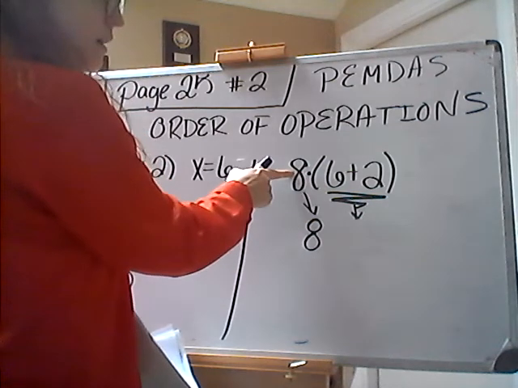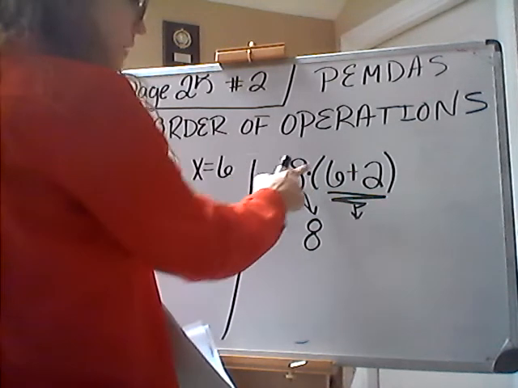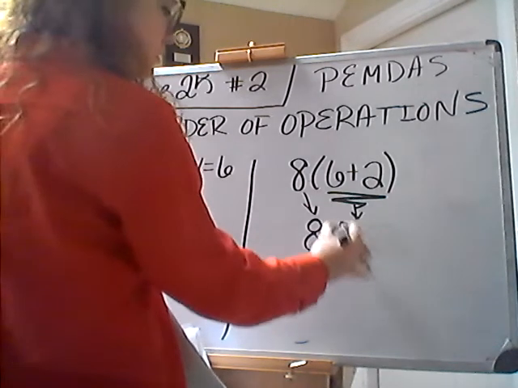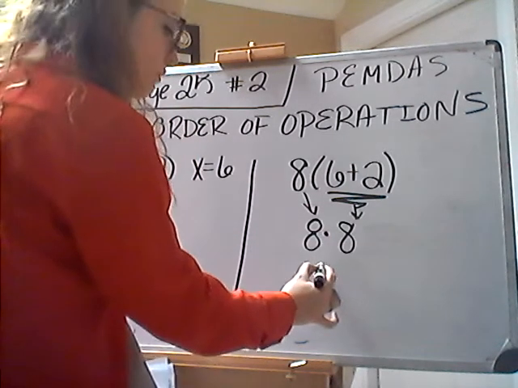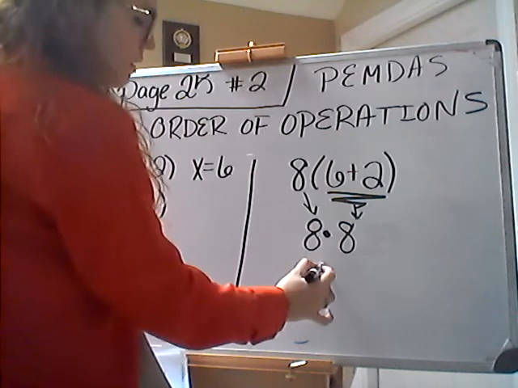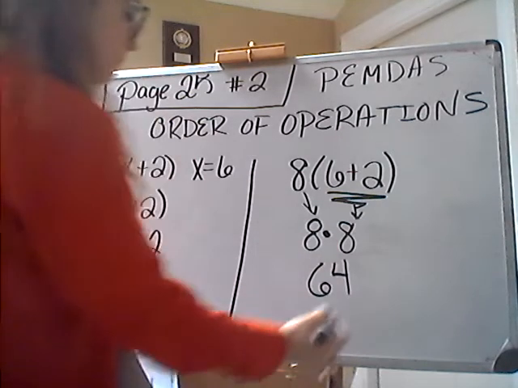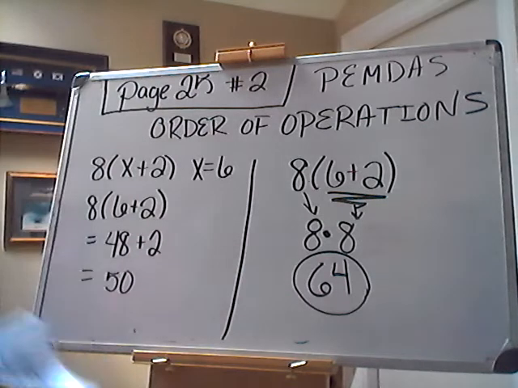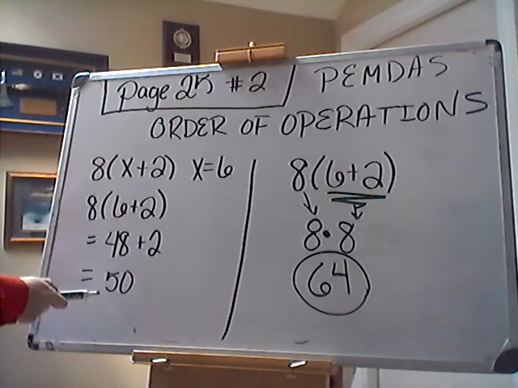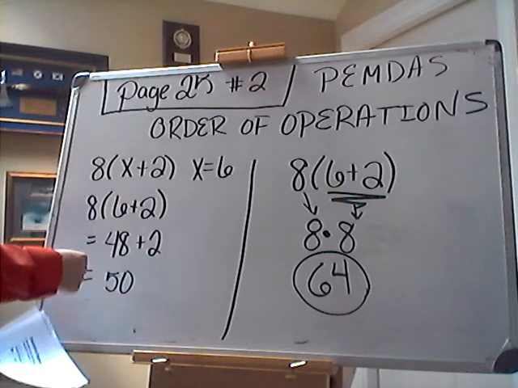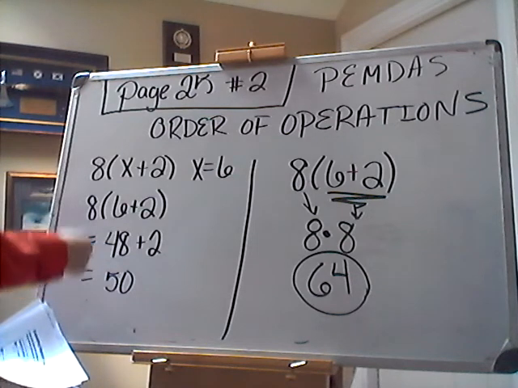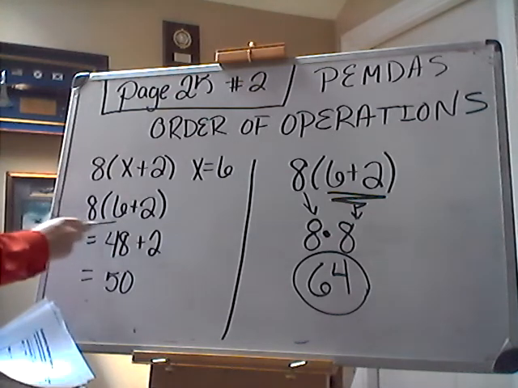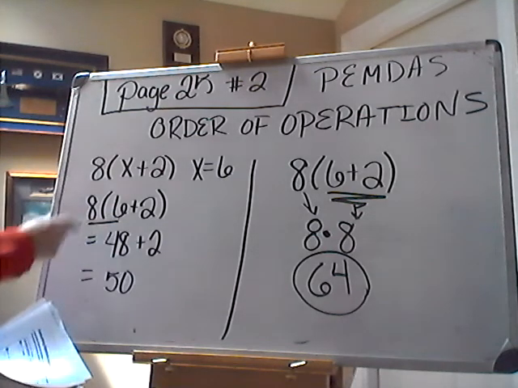So we should have this 8, and this is multiplied. When you have a number bumped up to a parentheses, it implies multiplication. So this is 8 times 6 plus 2, which is also 8. And 8 times 8 is 64. So the correct answer should be 64. If we come over here and look at what the other student wrote, that's not what they did. They didn't do it right. They multiplied first. They forgot the order of operations. They did 6 times 8.